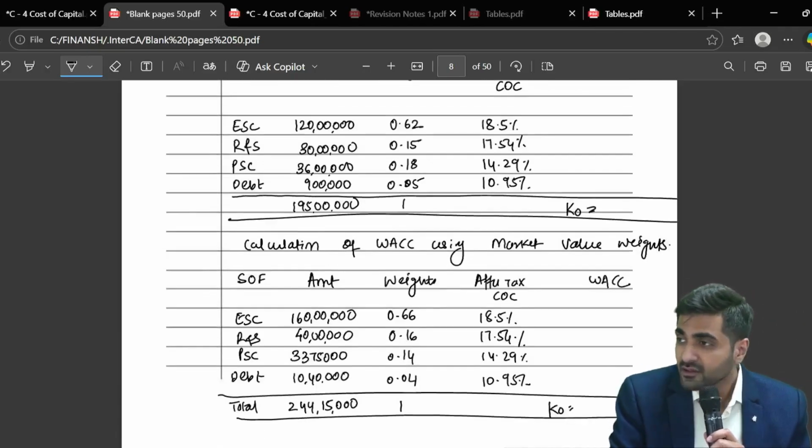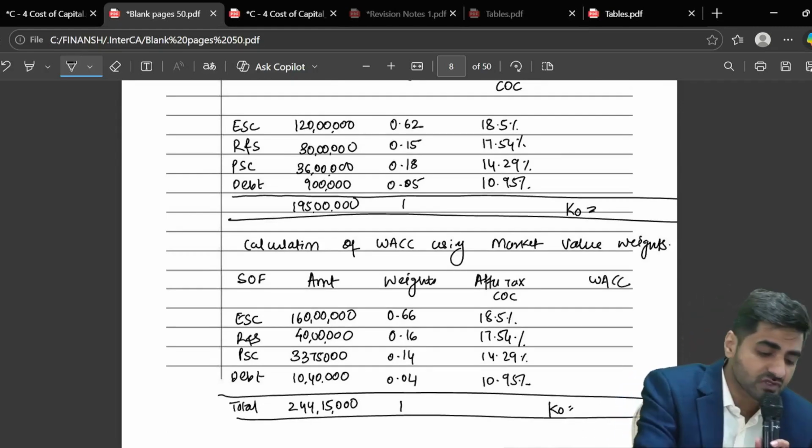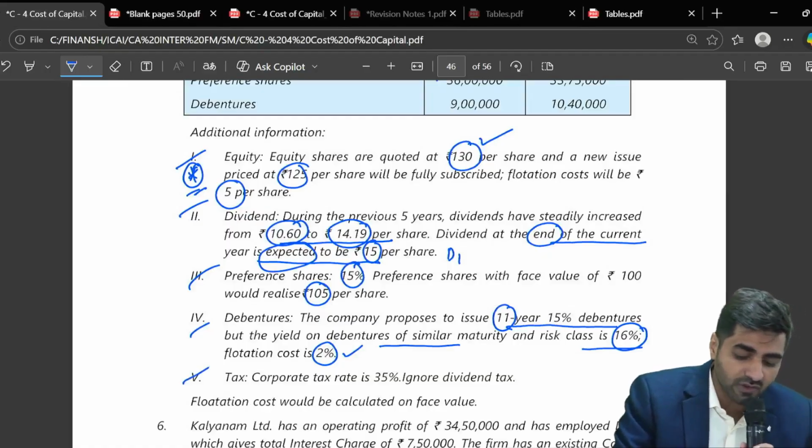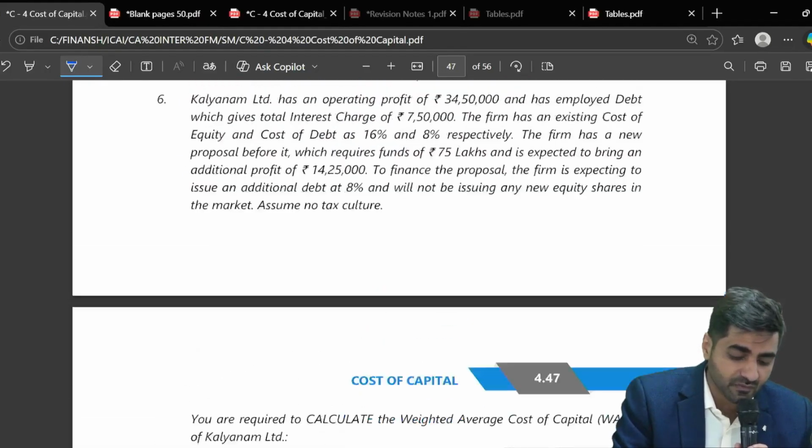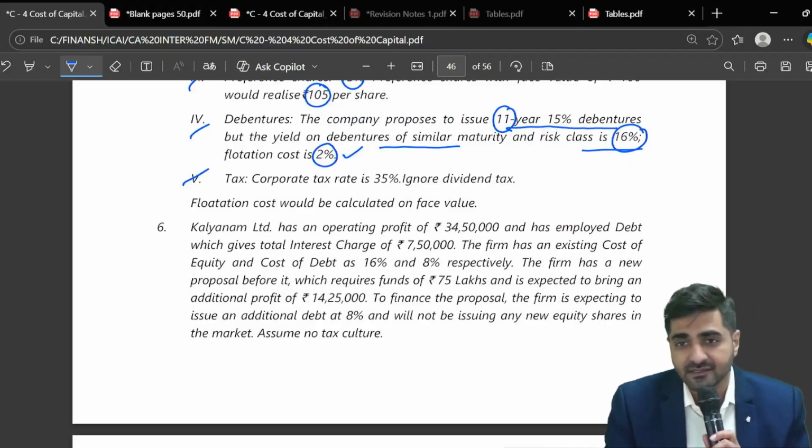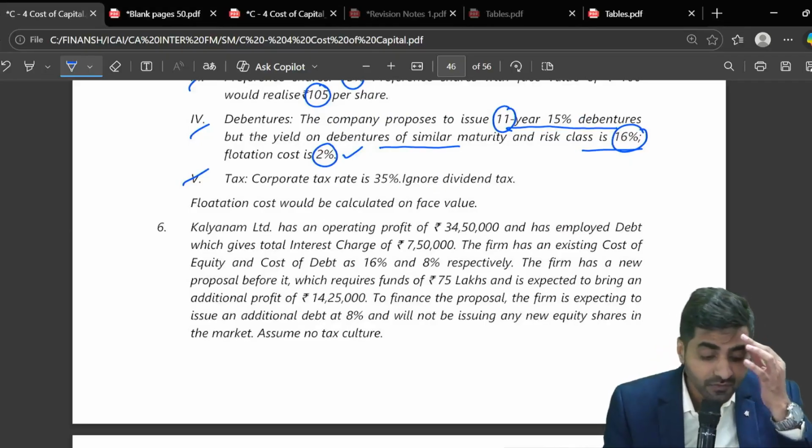Okay. So very easy, beta. I hope you have understood how we calculate this. Sure, confident. Okay. Chalo, good. Now let us start with the next question. Question number 6. Okay. What is given to you?